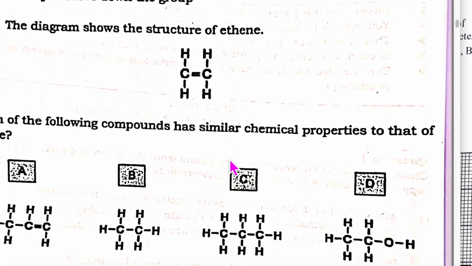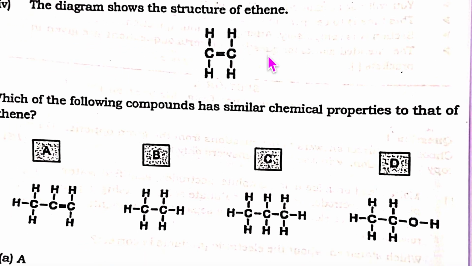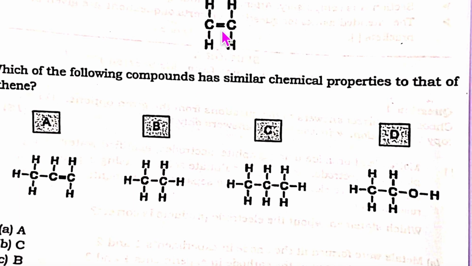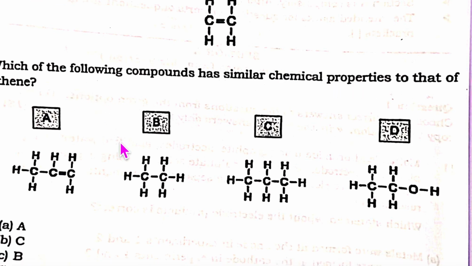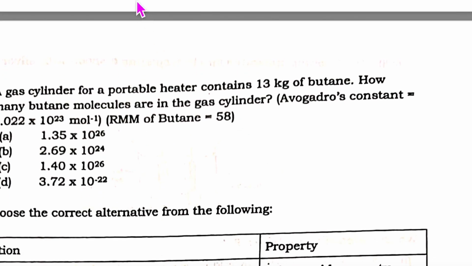So we come to the next one. Diagram shows the structure of ethene. So C double bond C, so it is an alkene. Which of the following compounds has similar chemical properties to that of ethene? So you have to look for the double bond. There is a double bond here. There is a single bond, so no, single bond, so no. So which is the correct one? A is the correct one. Why? Because it is the alkene. Let us move very fast and understand.